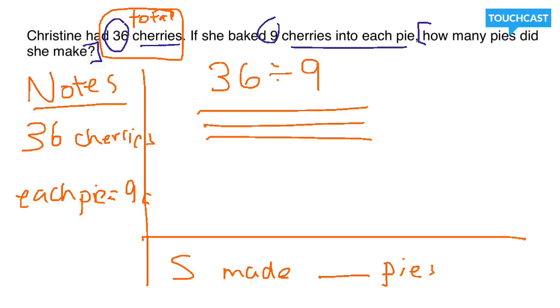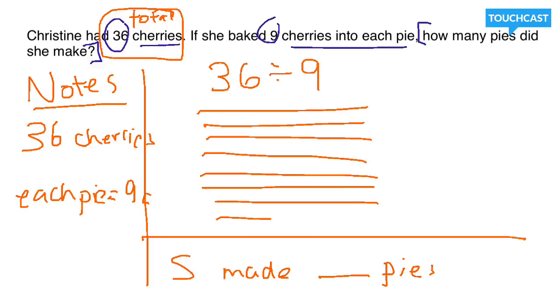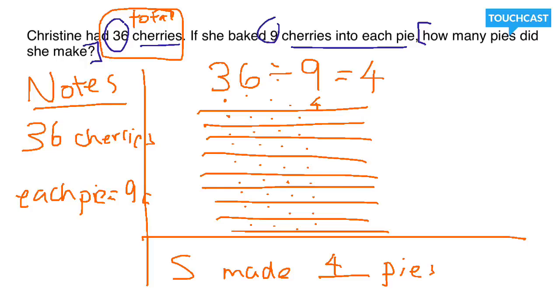1, 2, 3, 4, 5, 6, 7, 8, 9. Count with me. 1, 2, 3, all the way up to 36. How many are in each group? 4. So 36 divided by 9 equals 4. She, Christine, made 4 pies. Nice work.